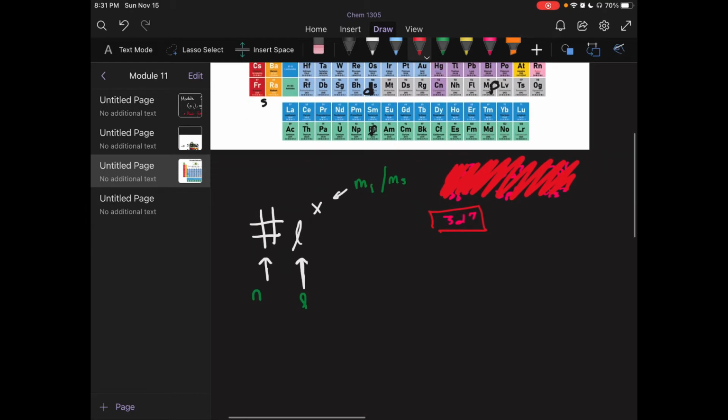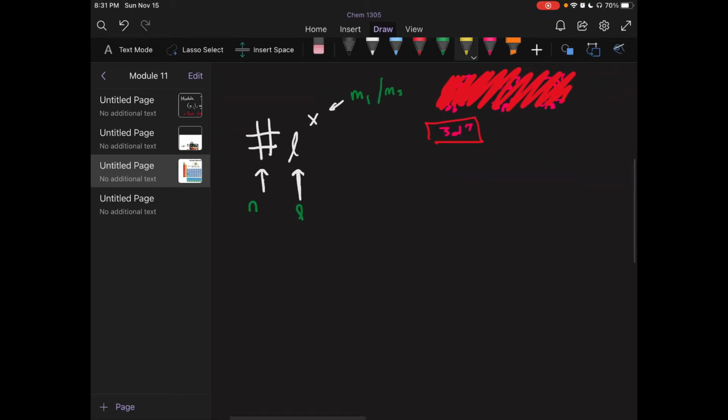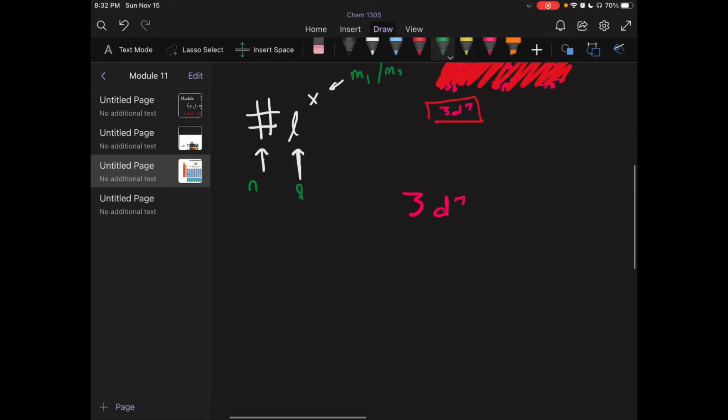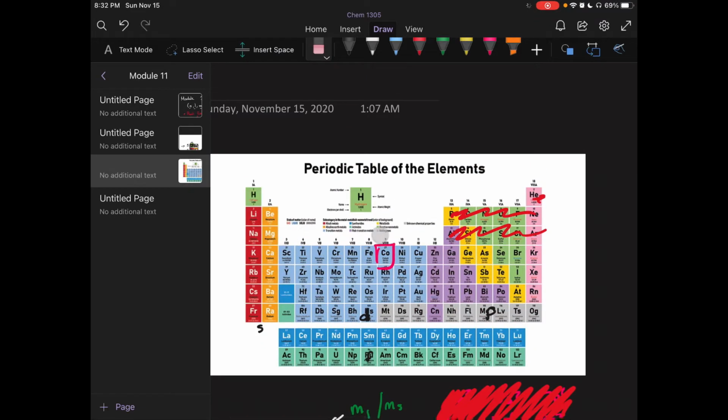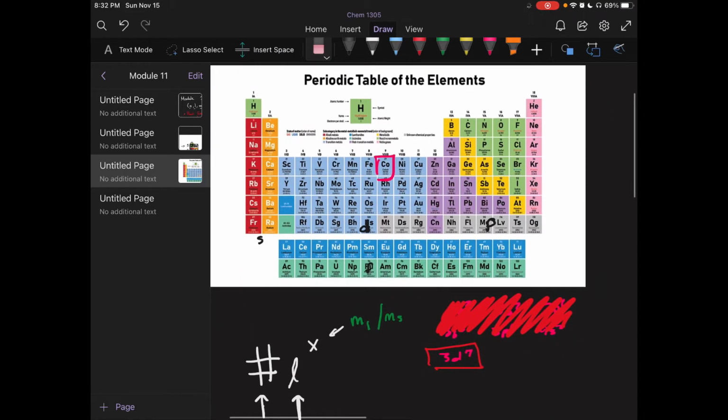Now, if you look to the left, we can see a handy chart that I drew here. 3d7 can actually be used to figure out our quantum numbers. And remember, our quantum numbers are n, l, ml, and ms. What is the energy level of cobalt? Well, it's on the fourth row and in the D block, which means we have to subtract one from the period, and we find that it's in the third energy level.